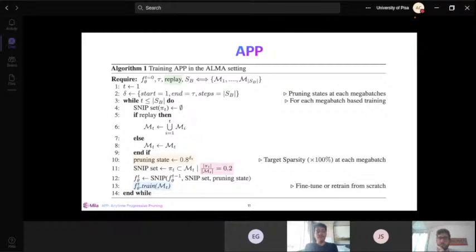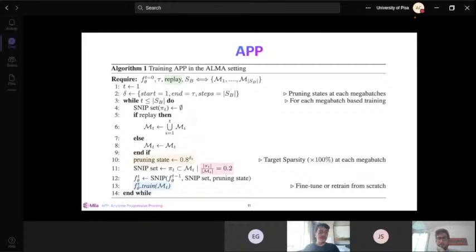This slide is basically the same as the previous one, except here we algorithmically define the whole approach. As I said, you have a given dense neural network F theta. We have tau, which is nothing but your target sparsity that you're concerned with, and replay is a Boolean operator which says whether you want to concatenate your previous megabatches or not. By default, it is always on. And we have SB, which is the stream of megabatches.